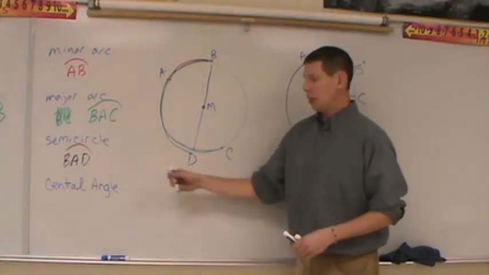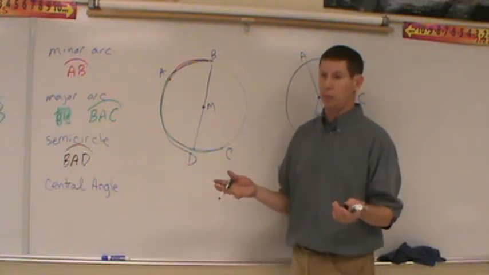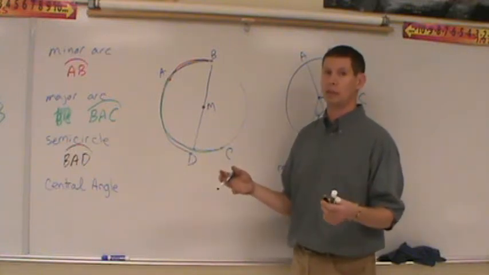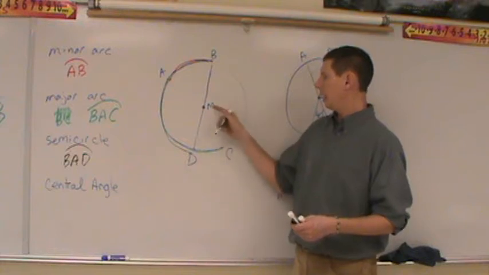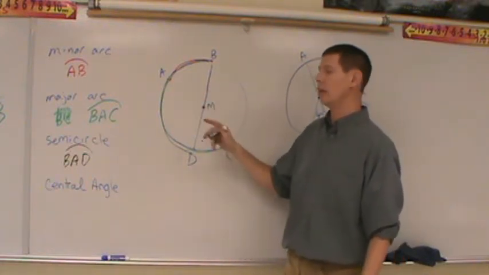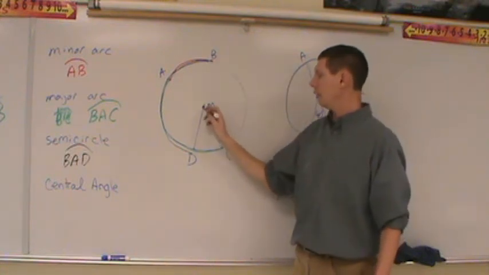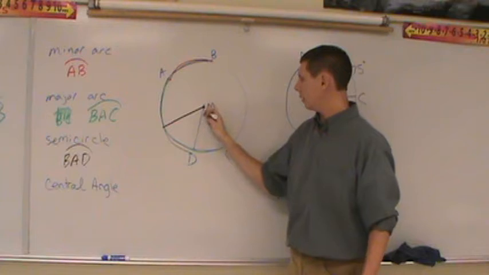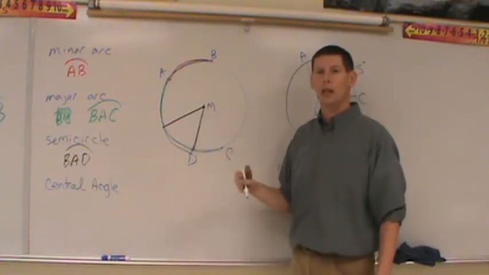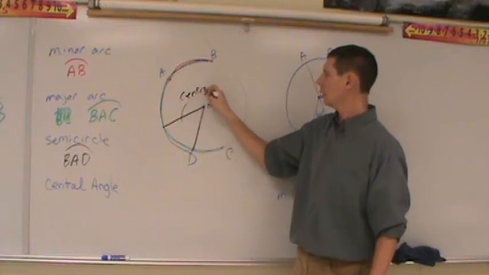And then we get to something called a central angle. And now a central angle is an angle, just like every angle we've dealt with since the first week of school, that has a vertex at the center of the circle. So right now I don't have any central angles drawn in. But if we were to erase that and create this angle here, this would be an example of a central angle.